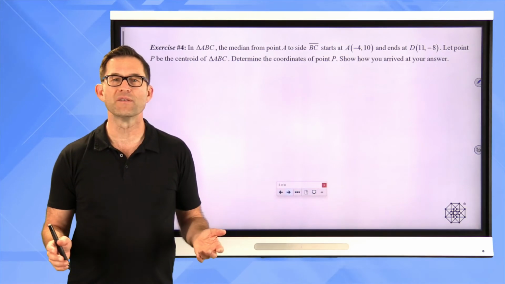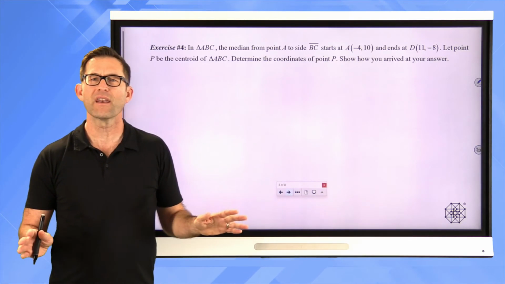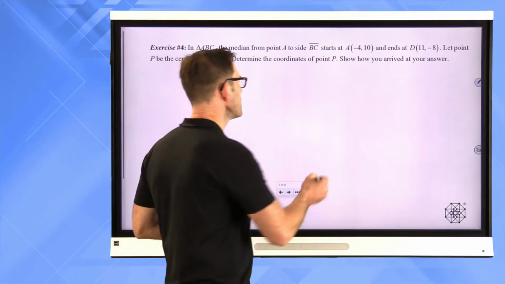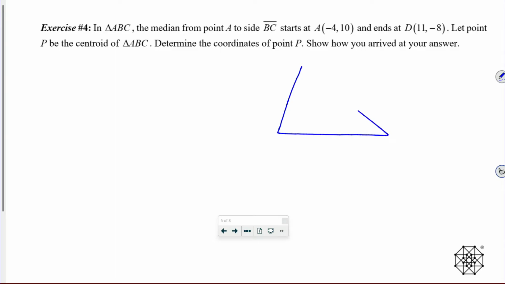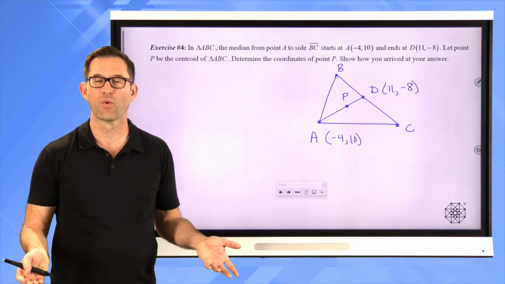Well, I know that this would probably be a lot easier if we had a coordinate grid right now, okay? But again, I want you to just think about this for a second. I'm just going to draw a generic triangle, not to scale, not to orientation, nothing like that, all right? Let's just say I've got A, B, C, and I've got point D, right? I'm told that A is -4, 10. I'm told that D is 11, -8. And I'm told that the centroid is at point P, and I want to figure out what its coordinates are.